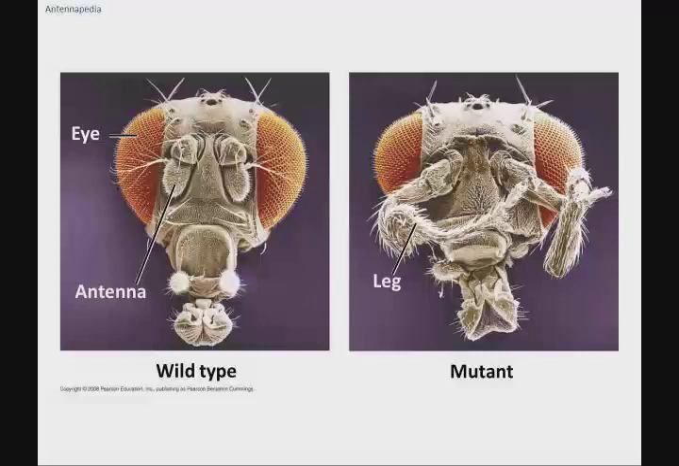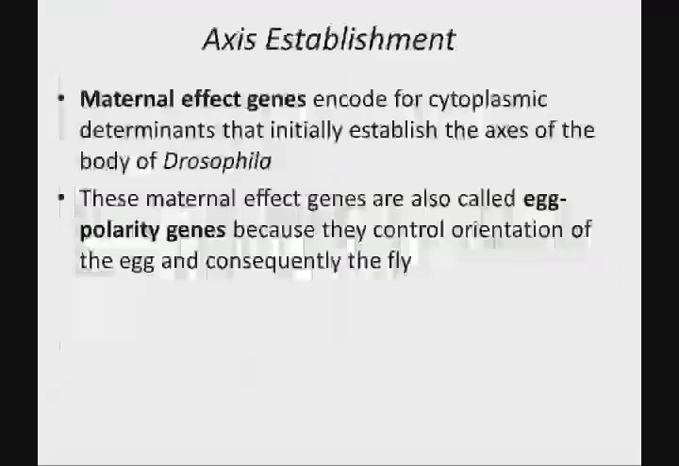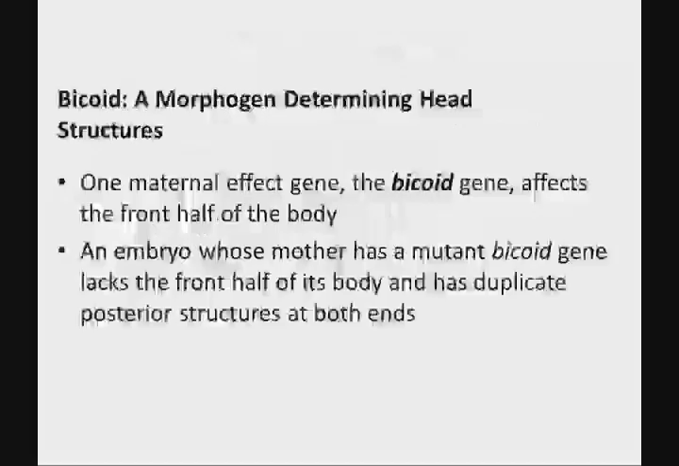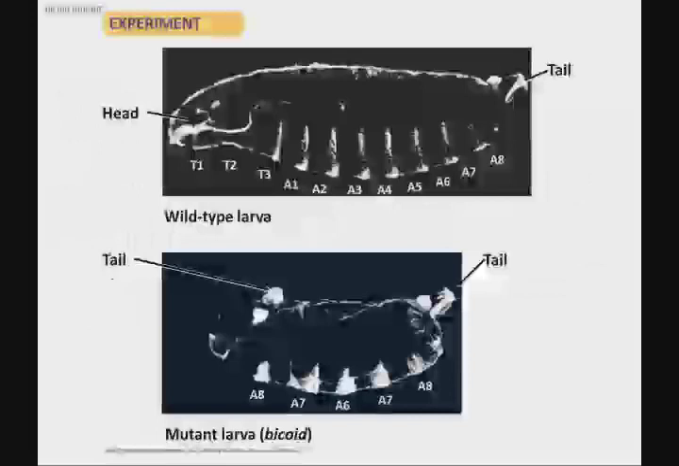So you can see that these homeobox genes are very, very powerful when it comes to development. One of these egg polarity genes that we want to look at is called bicoid. Bicoid is going to establish the axis longitudinally, so head and tail. When we look at the bicoid gene in a normal Drosophila larva developing, it has a head and a tail. If you have a bicoid mutant where bicoid isn't working, you basically get two tails. So there's no real head formation.